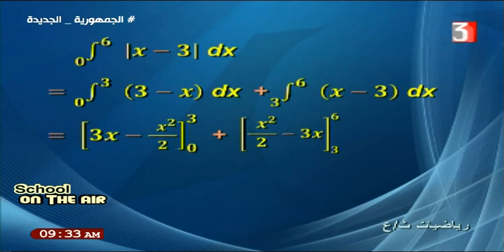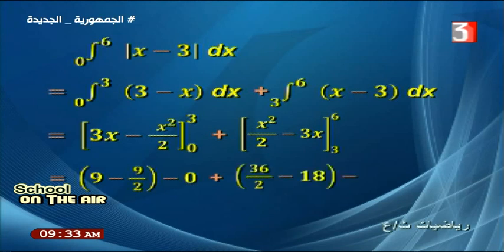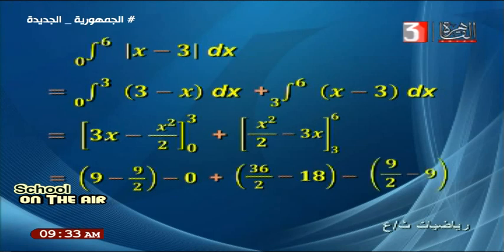We can substitute the upper and lower limits. Then the first term equals 9 minus 9 over 2 minus 0, plus 36 over 2 minus 18 minus 9 over 2 minus 9. Then the integration equals 9, so the definite integral of the function absolute x minus 3 dx from 0 to 6 equals 9.